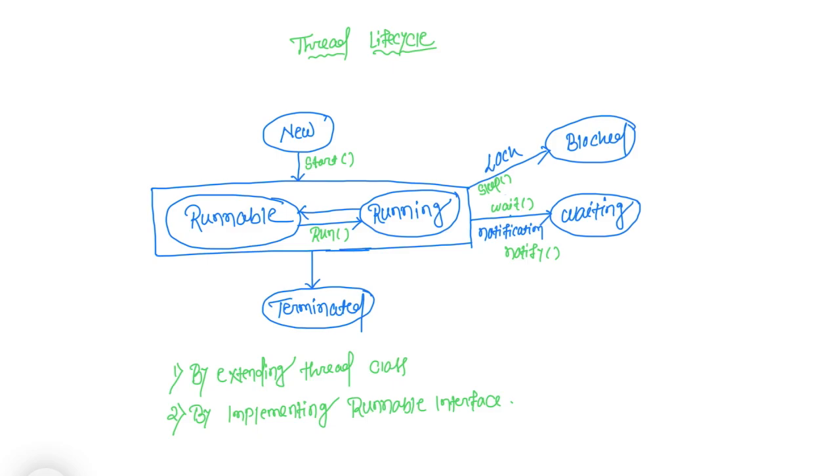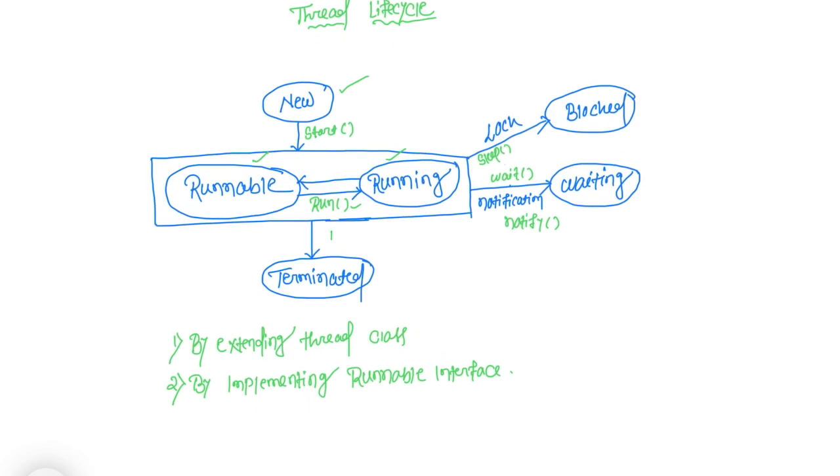So first, when a thread is created, it will be in a new state. New state means when it calls the start method, it will go to the runnable state. Runnable state means my thread is active, but it is yet to be picked up by the thread scheduler to make it run. When the thread scheduler picks up my thread, it will call the run method, and my thread will be in the running state. After this run method is complete, my thread will go directly to the terminate state.